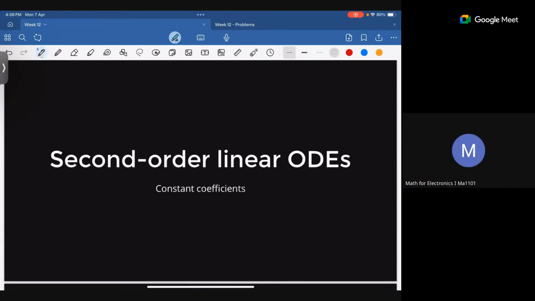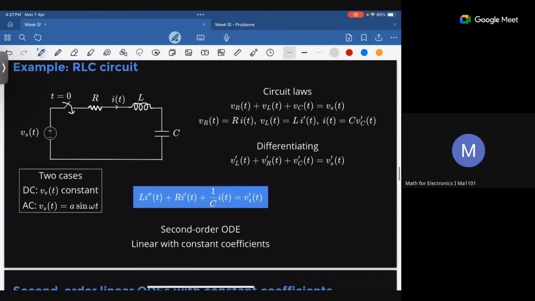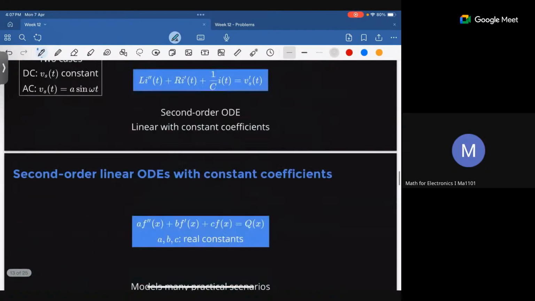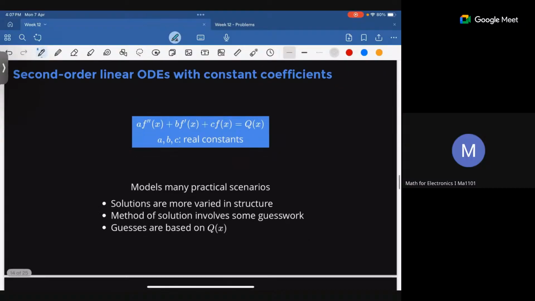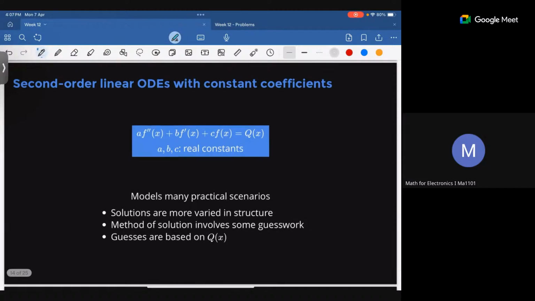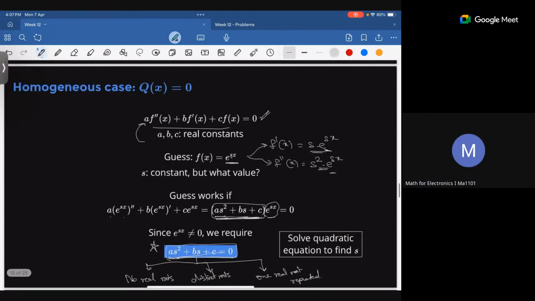So we are not dealing with any functions of x or its derivatives attached. Okay, so again, to motivate, we started with an example, and then we saw the general form of second order linear ODEs with constant coefficients. We also said that this doesn't have any straightforward method. We have to guess the solutions based on looking at the right hand side, q of x. And we started talking about the homogeneous case where q of x is 0.